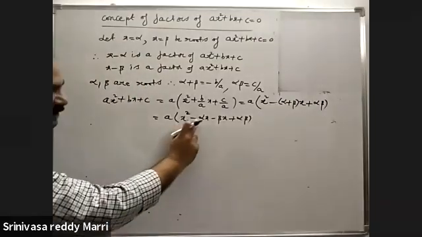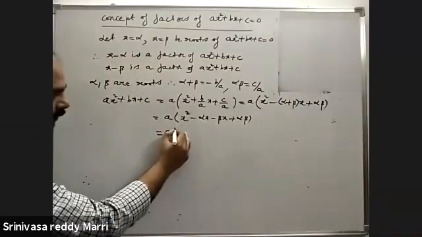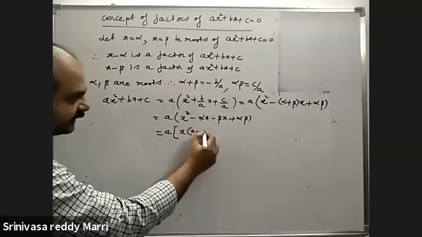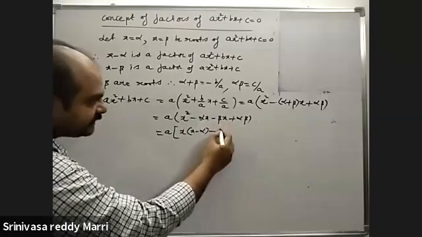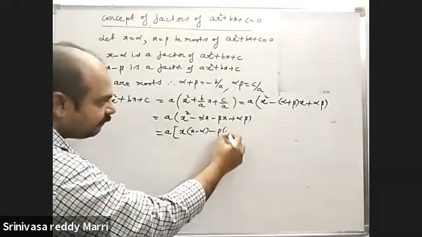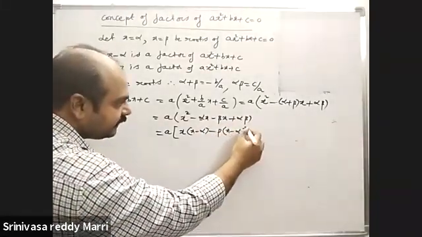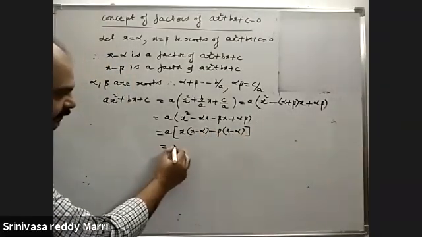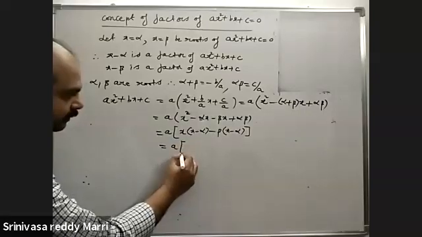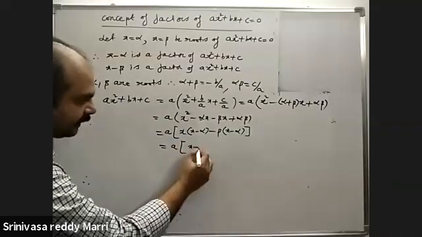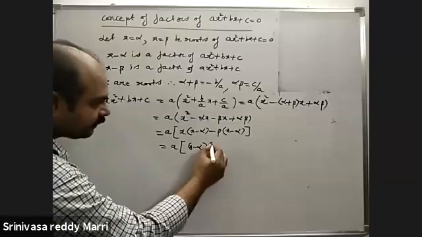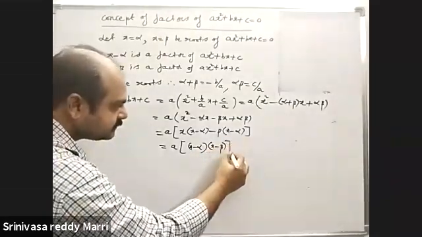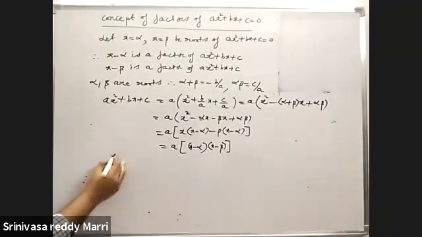Now in these two I am taking x common, just factorization. Minus, in this I am taking beta common. So x minus alpha. Okay? Now in these two I am taking x minus alpha common. So therefore, what you got?